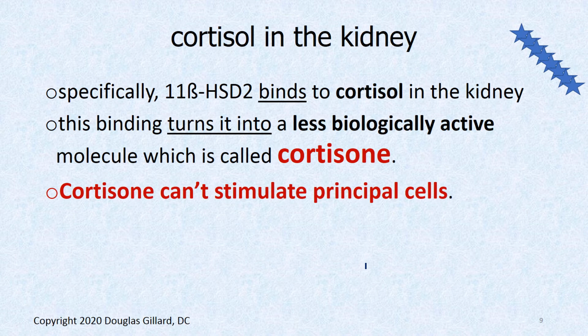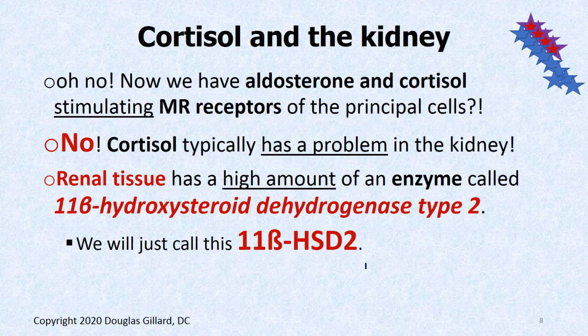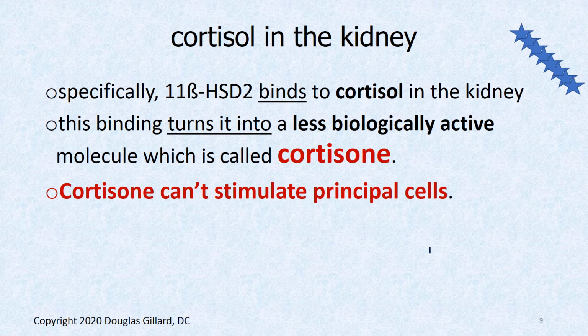All right, so 11-beta HSD2 binds to cortisol in the kidney. What does this thing do? It's an enzyme, but what does it do? Who's its ligand? Its ligand is cortisol. In the kidney, when cortisol comes in around the kidney cells into the interstitium, it floats around looking to bind into principal cells, it finds 11-beta HSD2, and that binds, kind of soaks up the cortisol.